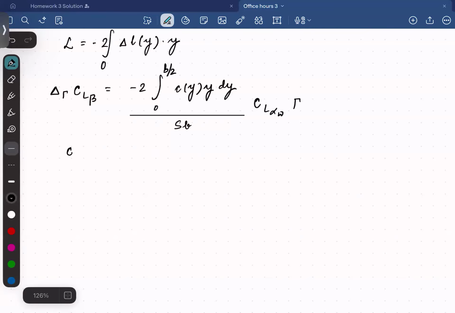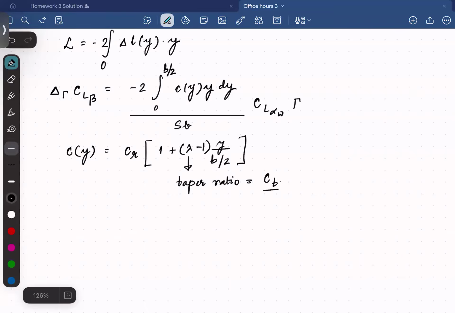find it. So chord as a function of y is given as the root chord, C sub r, times 1 plus lambda minus 1 times y over b by 2, where lambda is nothing but the taper ratio. And how is taper ratio defined? Taper ratio is defined as C tip by C root. So I will expand this so that you remember this is C tip by C root.